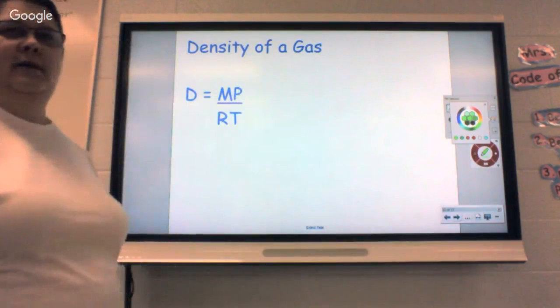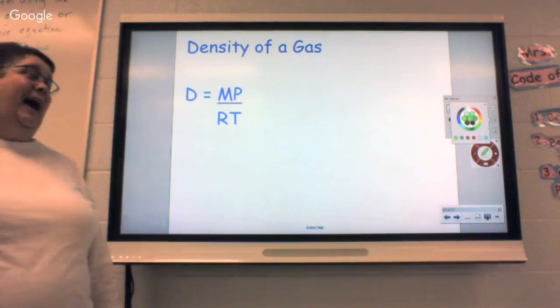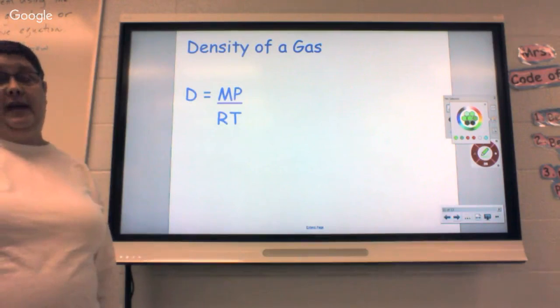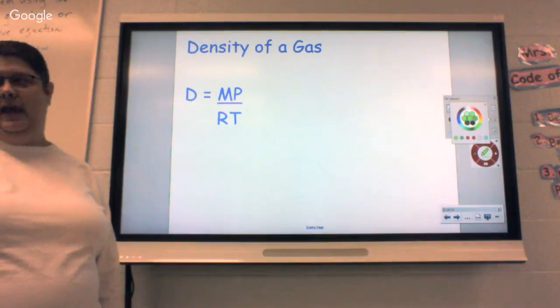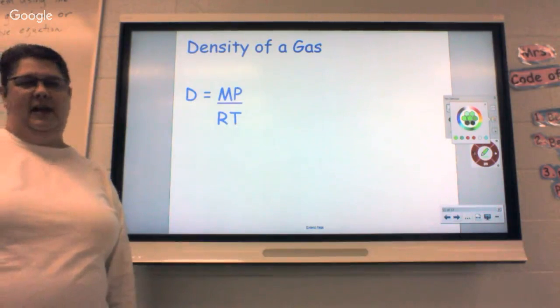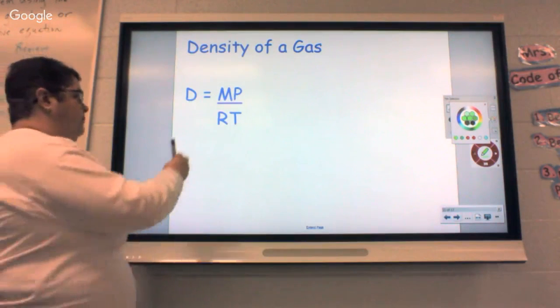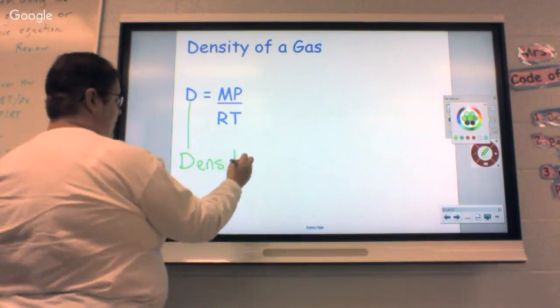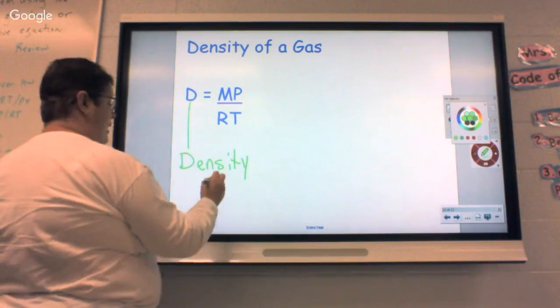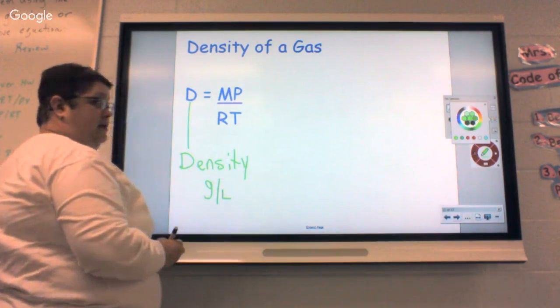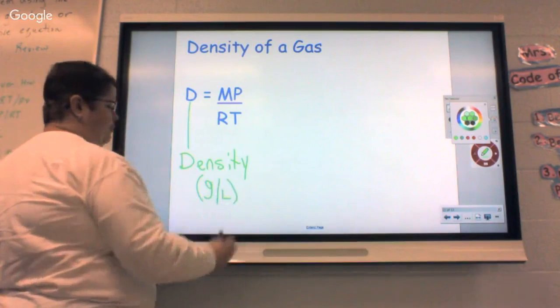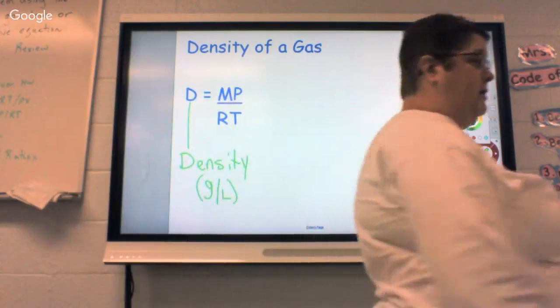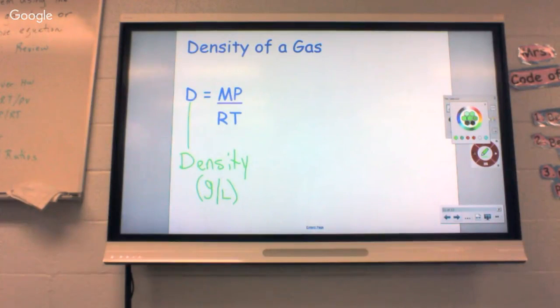So, the second formula is density. Now, I would only use this formula if they gave me a density or they asked for a density. If they didn't do one or the other, I would not use this formula. Okay? D stands for density. The only thing that makes this different than the one we did way back in the fall and August is this is in grams over liters. When we did this back in August, we used grams over milliliter instead of grams over liters.